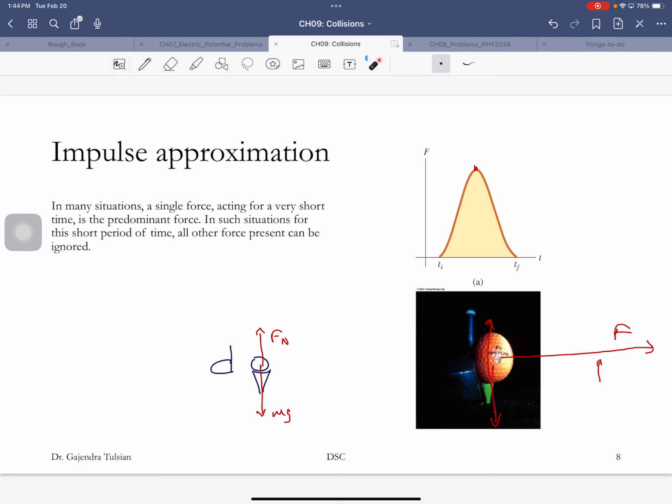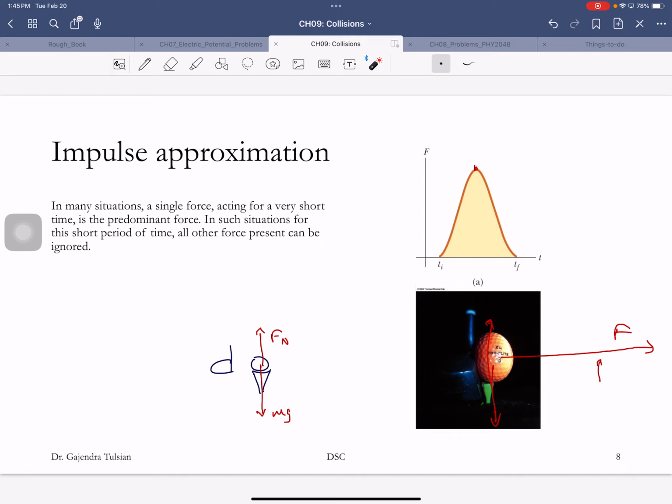So in many situations, a single force acting for a very short time is the predominant force. In such situations, for this short period of time, all other forces can be ignored. And this is the force that the club exerts on the ball. What we're going to do is say something about the area under this curve, which we already did. And that's the big theorem in this chapter.